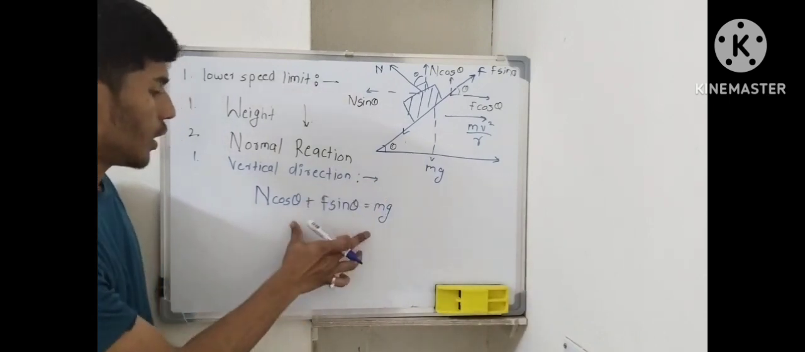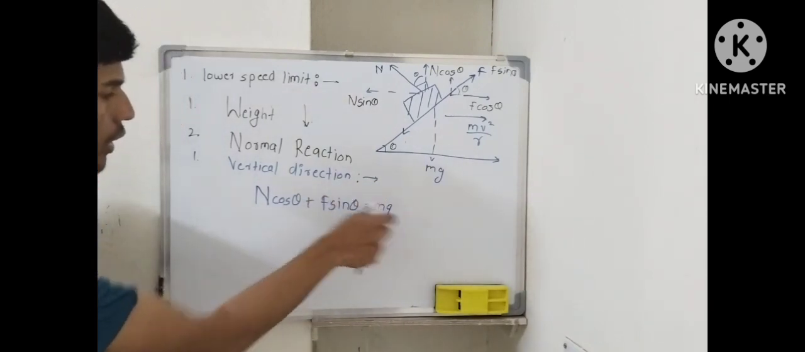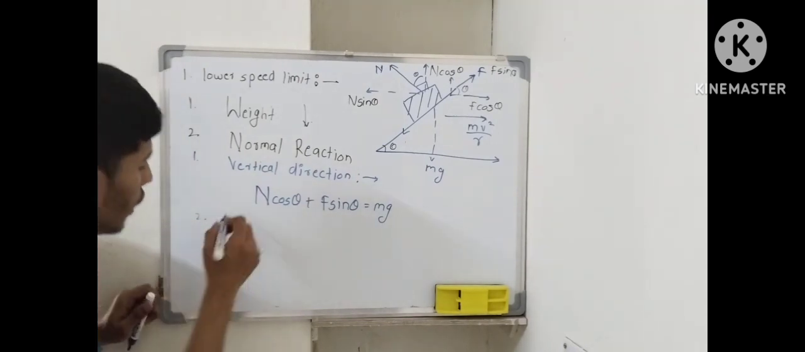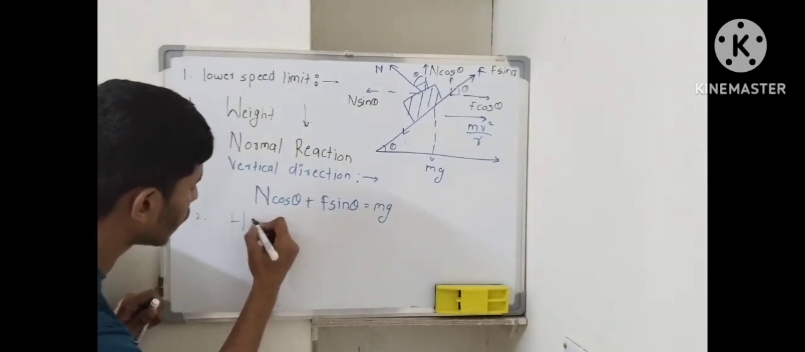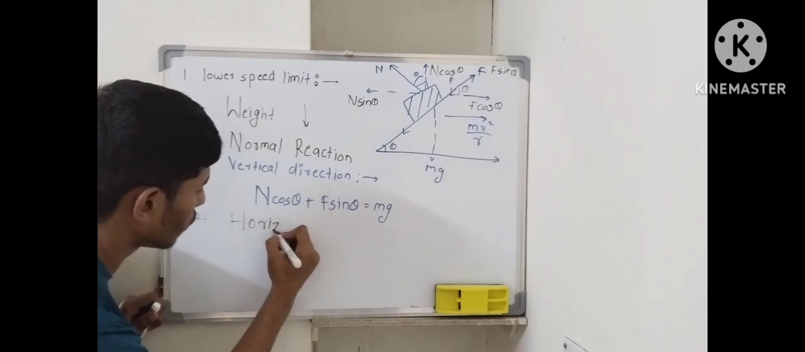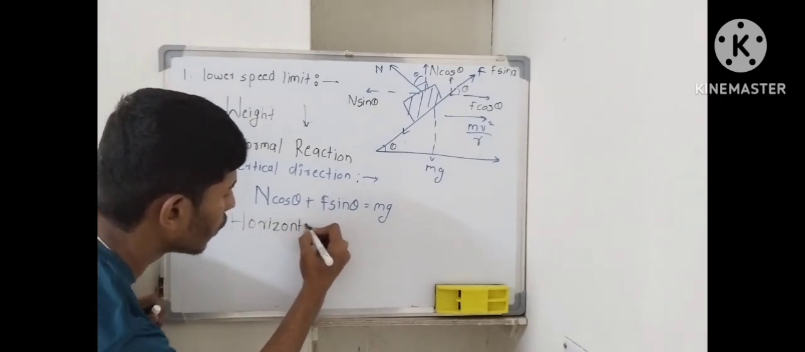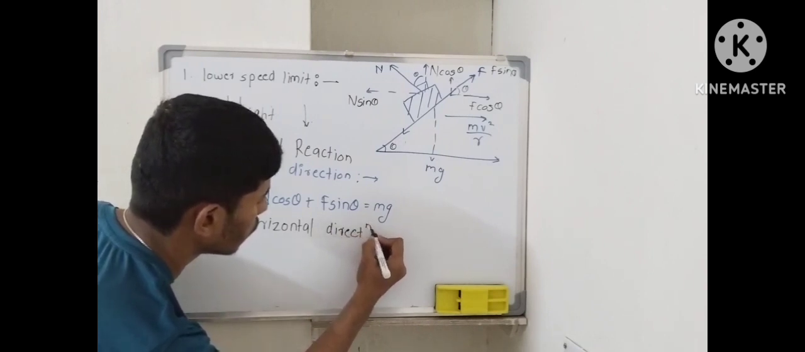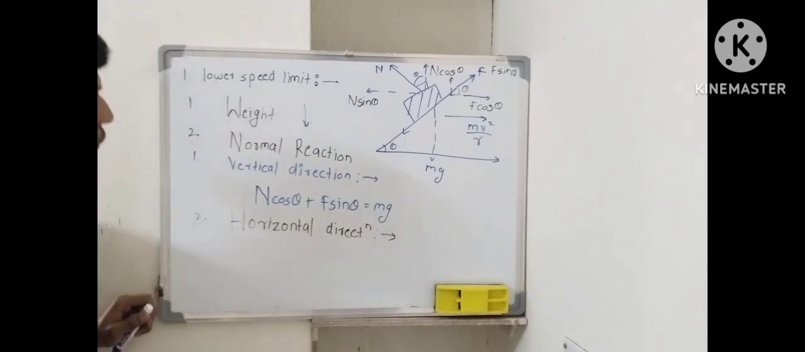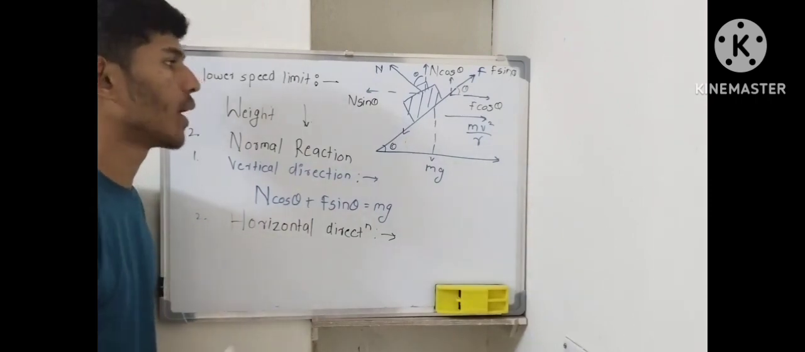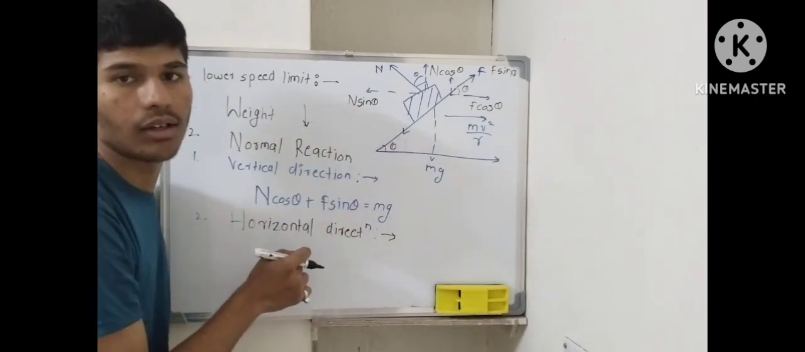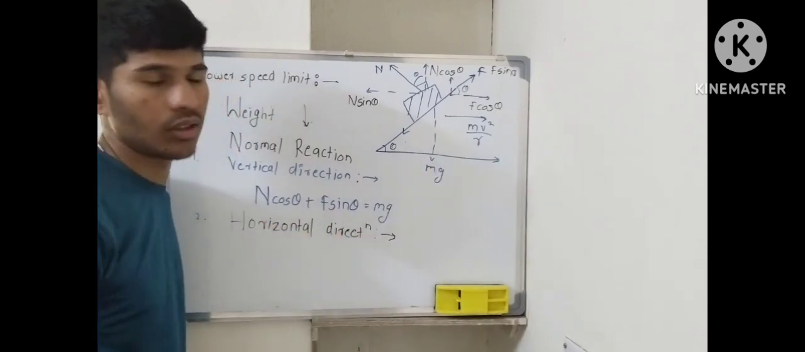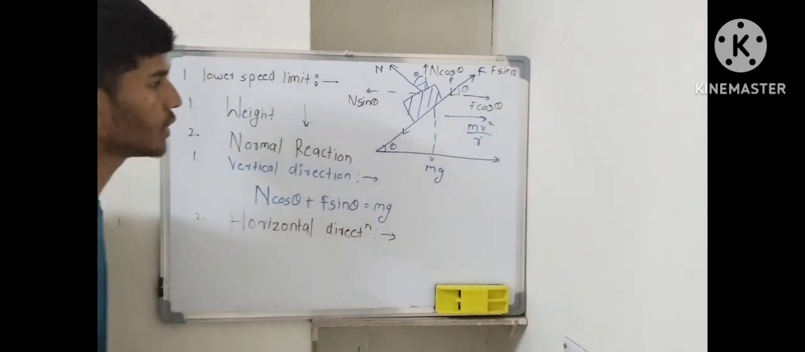So the equation will be like this: these two forces are balancing mg along the vertical direction. If you talk about the horizontal direction, the horizontal forces, the first one is N sin theta, the second one is f cos theta, and the third one is mv square by r. So these three forces have to balance each other.